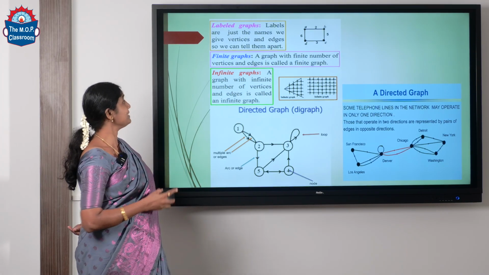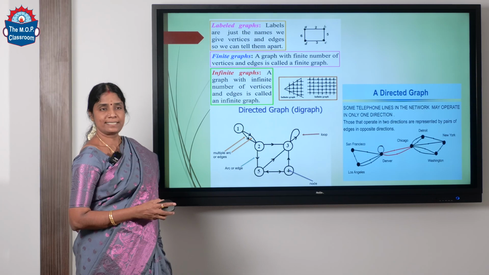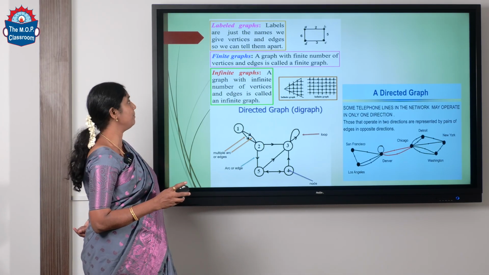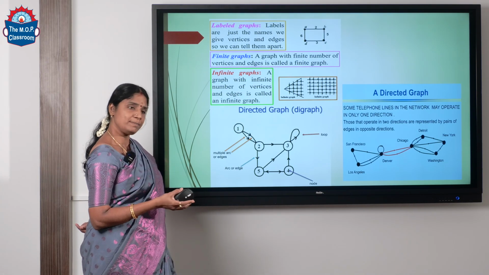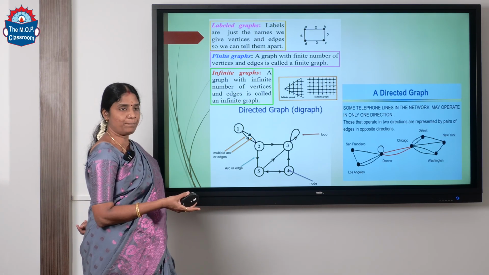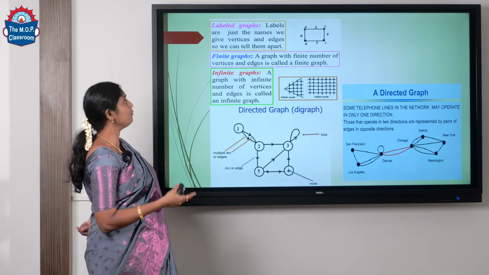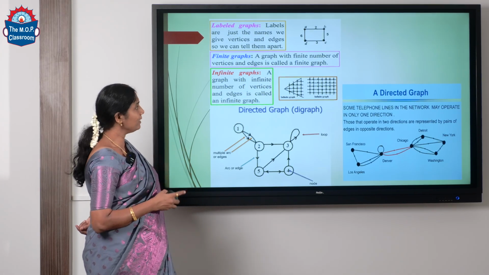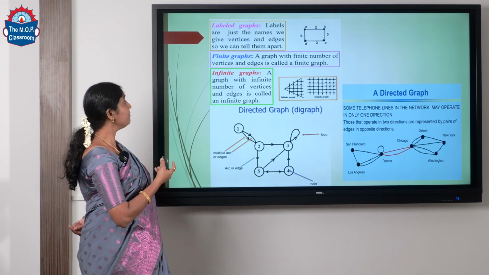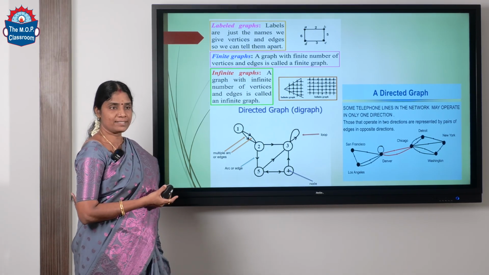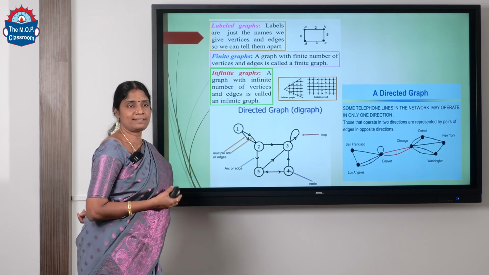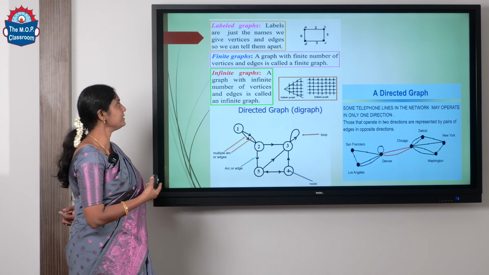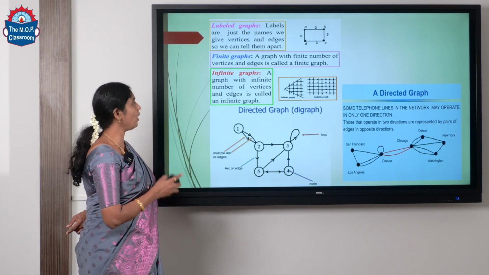And the other one is labeled graphs. So until now we were discussing graphs where the vertices and the edges alone have been numbered. If you want you can change the names. As we give different names for a person, here also I can give different labels for the vertices and edges, and such graphs are called labeled graphs. And again another type of graph is the finite and the infinite. As the nomenclature says, if the number of vertices and edges are countable or finite in nature, we call such graphs finite graphs. Otherwise we call them infinite.